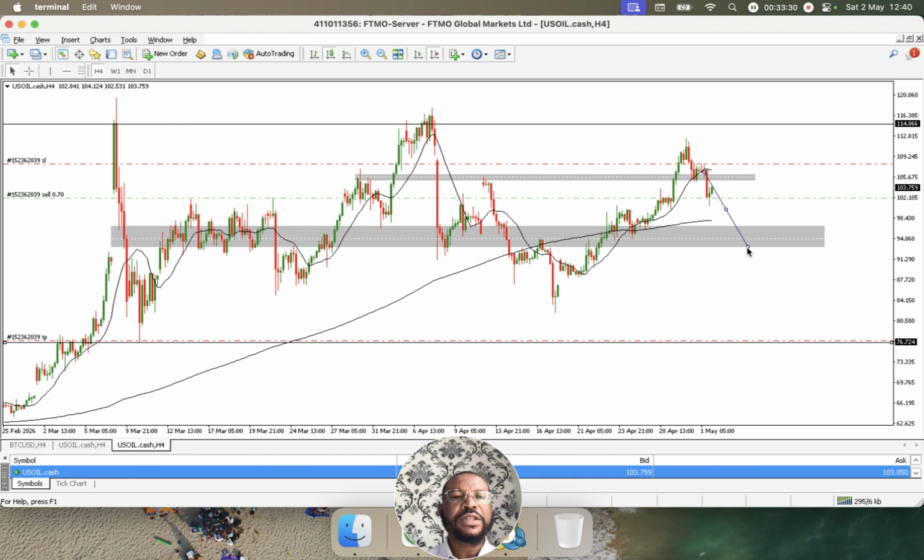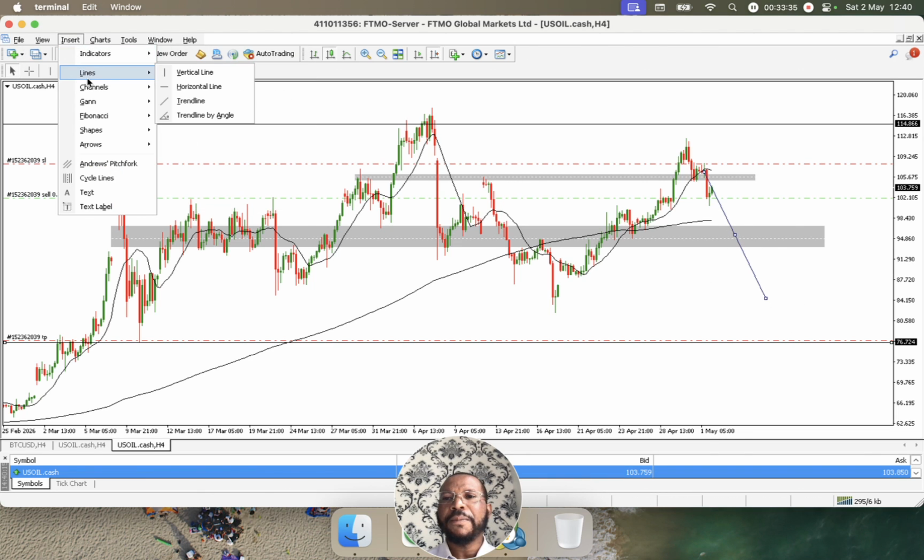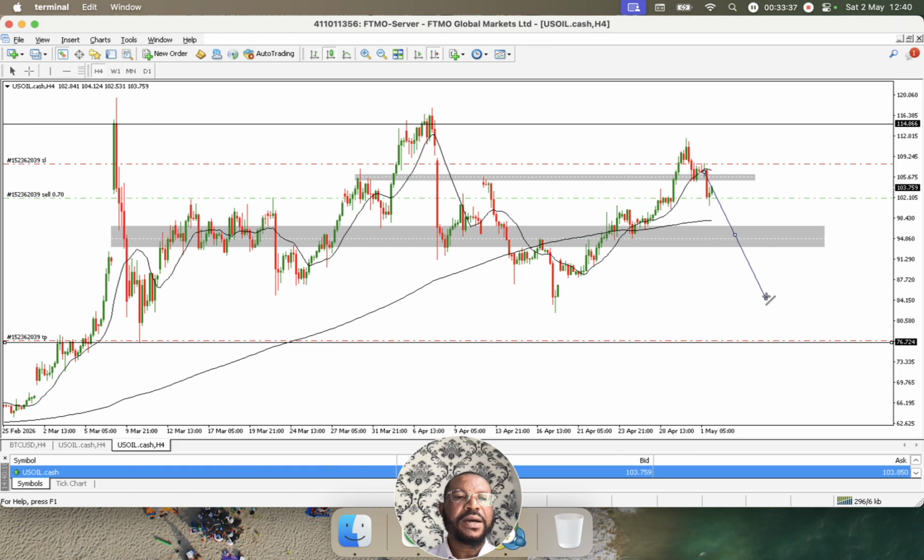But if price closes below here, I will hold my position. Maybe later we might see a pullback to this area, then the sellers will come back and this price will come back down. Probably by then I might add another position at this point. So in the coming days, this is the US oil, a crazy pair with what is happening in the Middle East. Anything can happen.